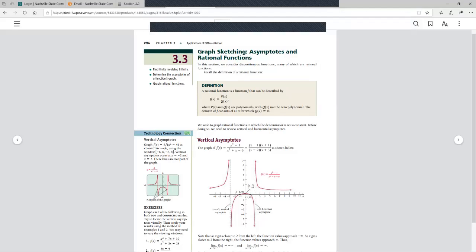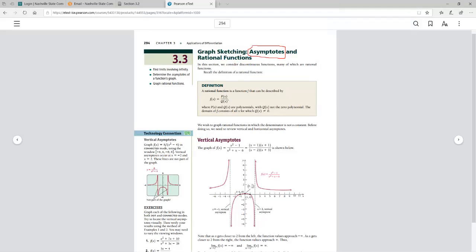Section 3.3 is on graph sketching, asymptotes, and rational functions. Whenever you hear the word asymptote, if it's a vertical asymptote, it refers to a part of the graph, a part of the Cartesian plane where the graph cannot cross. If it's a horizontal asymptote, it can cross, and that requires an investigation with limits.